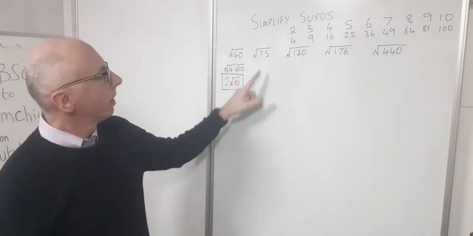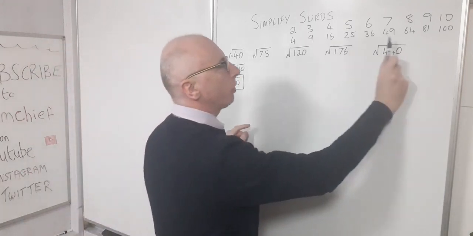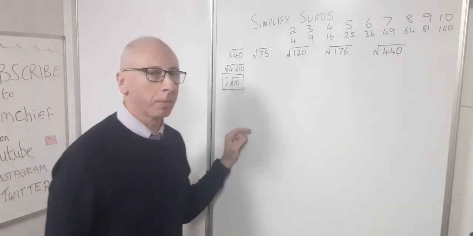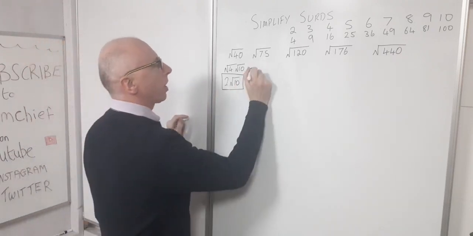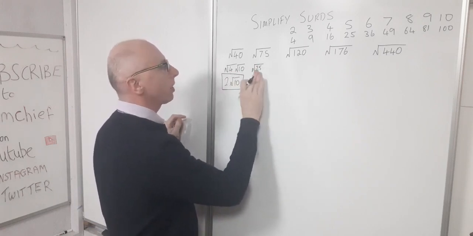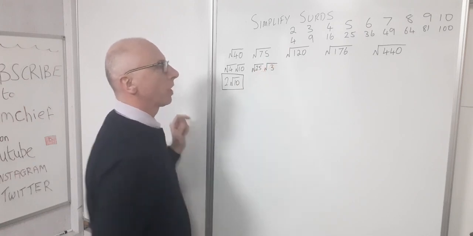Okay, moving swiftly on to 75. So looking along this table, numbers that will go into 75, well, straight away this 25 takes my eye. So 75 divided by 25 is 3. So then I can write this as square root of 25. Notice always writing the number in the table first, and then square root of 3.